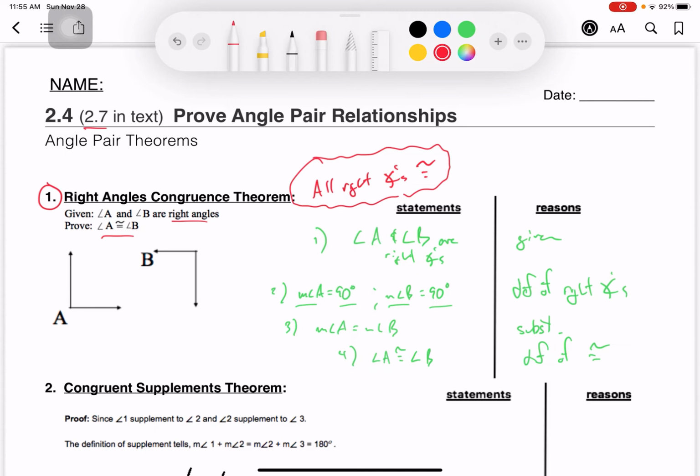I guess we really should put it in an if-then statement. So if two angles are right, then they are congruent.